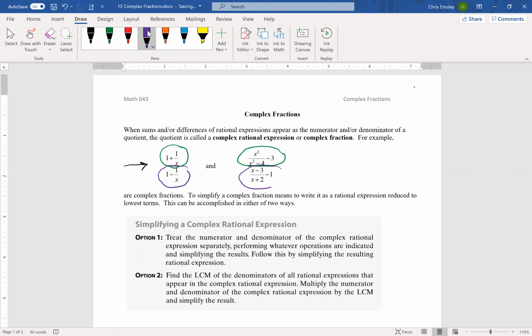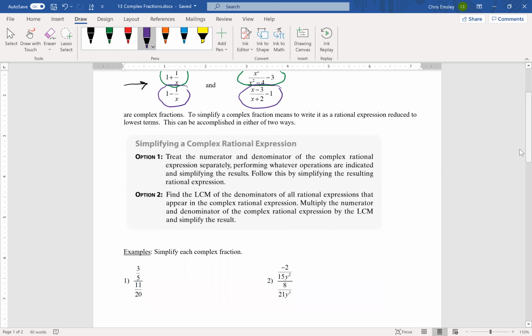Well, math people don't like this any more than anyone else does. So we usually want to simplify a complex fraction, and that means to write it as just a reduced fraction in lowest terms. And there are two ways that we can do that, and I'm going to show you both of these methods. Option one says treat the numerator and the denominator of the complex rational expression separately, performing whatever operations are indicated and simplifying the results. Follow this by simplifying the resulting rational expression.